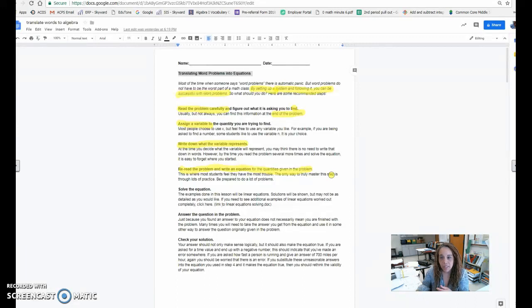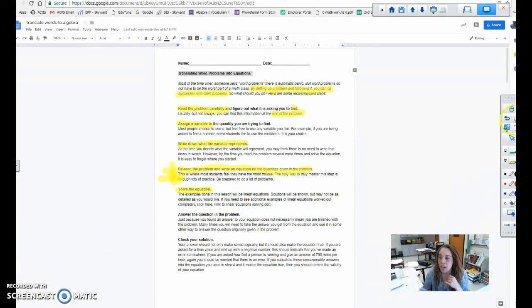Okay, but this is the part we're going to be spending a lot of time on. Please put a star or asterisk with your highlighter next to this one right here. Okay, moving on, solve the equation. So if you've been having trouble with solving equations as of late, go back and see some of the videos on how to solve simple 1- and 2-step equations.